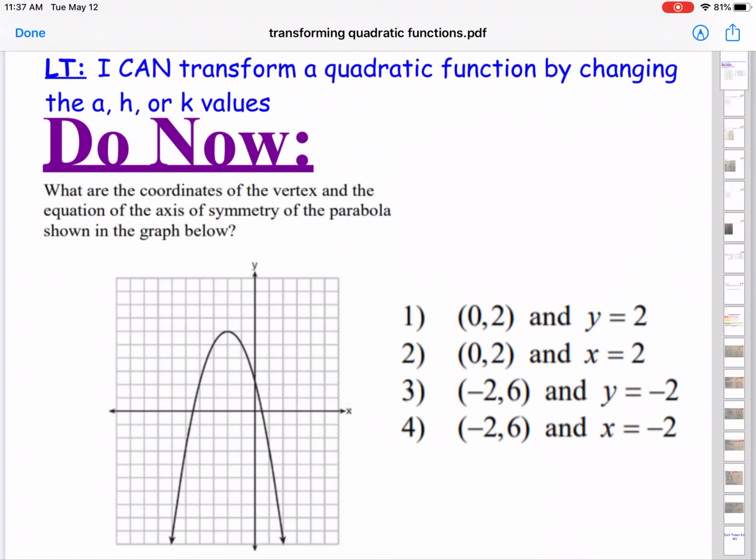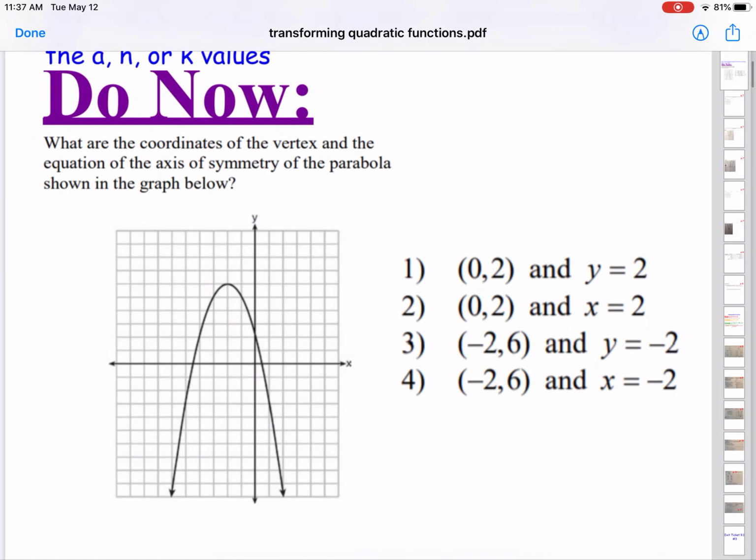Okay, we're going to look at our third function family today. This is the one that's most fresh in our mind because it's just from Unit 8 about quadratic functions. So let's first start by reviewing some of the key features of a quadratic function. Our do now question says, what are the coordinates of the vertex and the equation of the axis of symmetry of the parabola shown in the graph below?